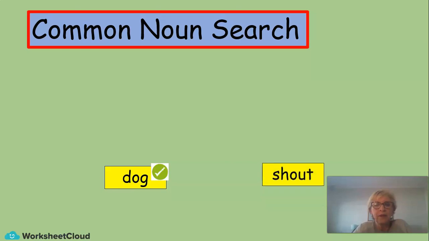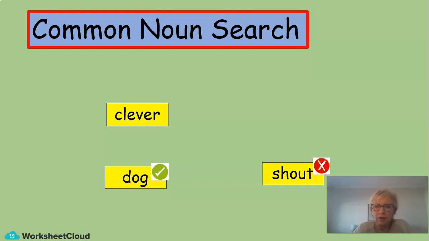Next word, shout. Well, if you all stood up now and shouted, and gave an almighty shout, that's not a noun, that's a doing word. You would be doing something. So it's not a noun or common noun. Next word, clever. Oh, you are all clever, I'm sure. And that's a lovely word, but it's not a common noun. You can't pick up clever or touch clever. So no, it's not a noun, it is a describing word. And shout is a doing word or a verb.